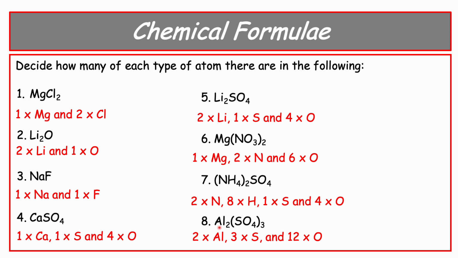And last one, we've got aluminium sulfate. Well, we can clearly see there are 2 aluminium atoms. There's 1 sulfur inside the brackets. We've got to times it by 3, so there are 3 sulfurs in total. There are 4 oxygens inside the brackets, times by 3, so there are 12 oxygen atoms in total.